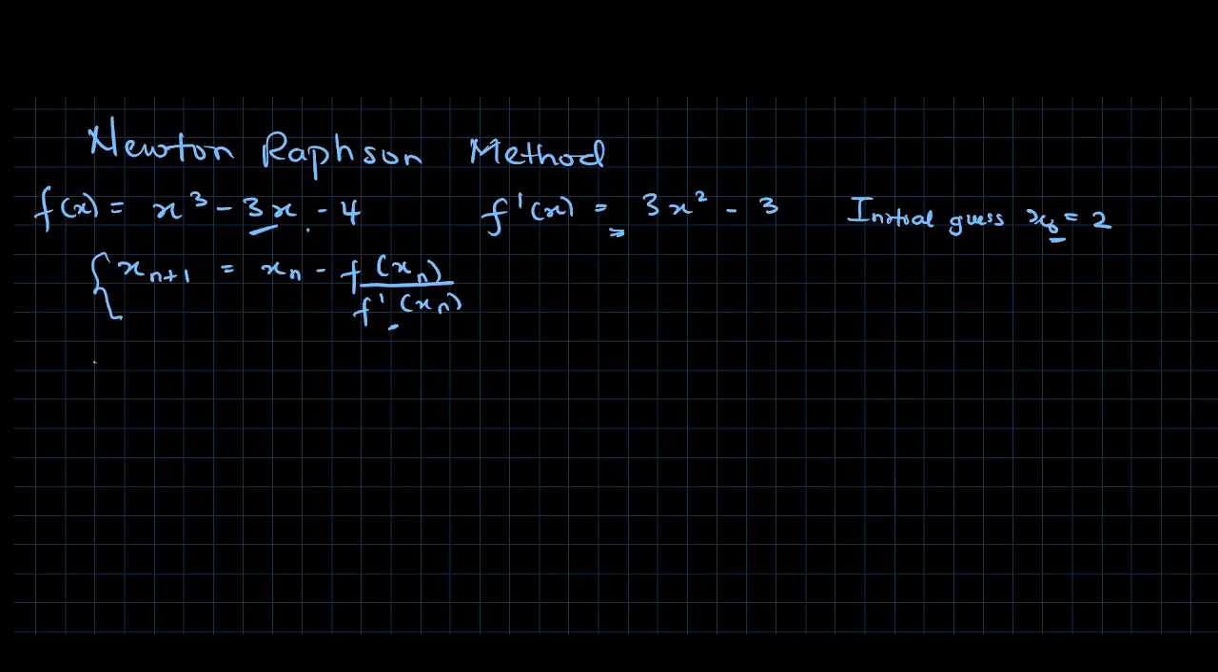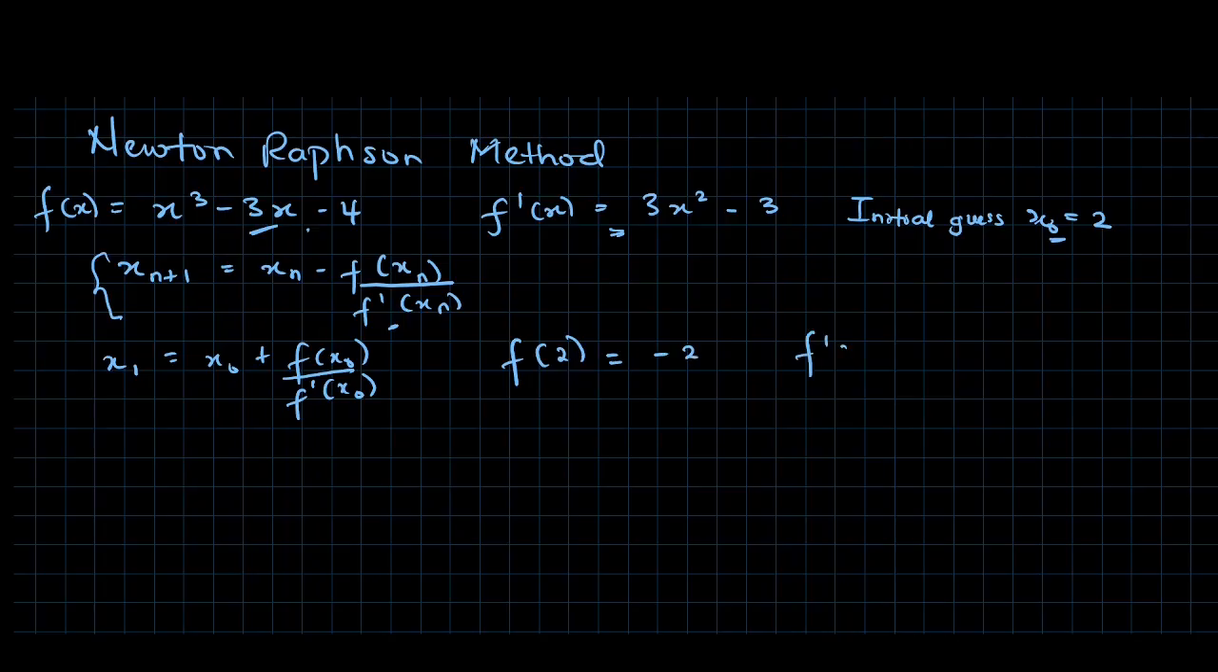So now using that, we're going to have x naught plus 1. That is basically x1 because it starts from x naught in this case. x1 equals x naught minus f of x naught over f prime of x naught. So in this case, x naught is 2. Then we're going to find f of 2, which equals 2 cubed minus 3 times 2 minus 4. That's minus 2. We already got that before.